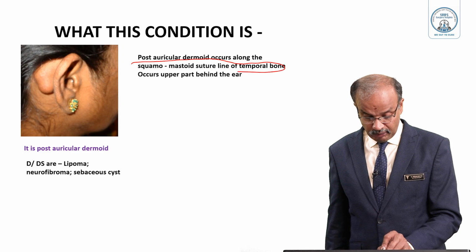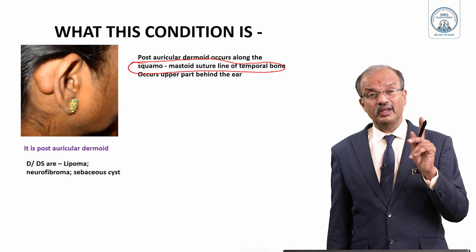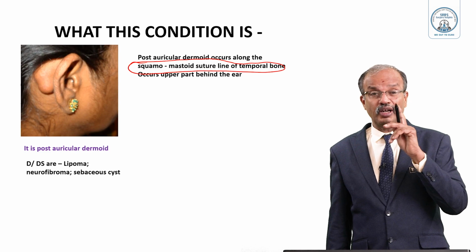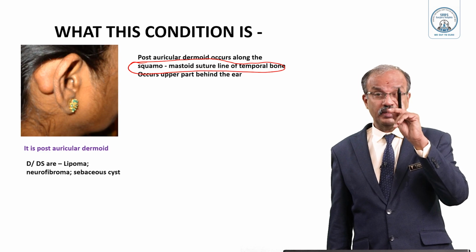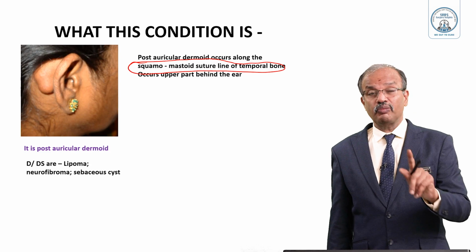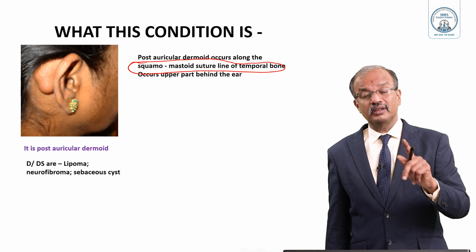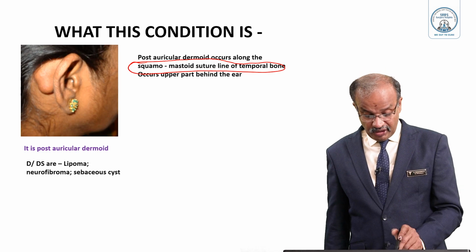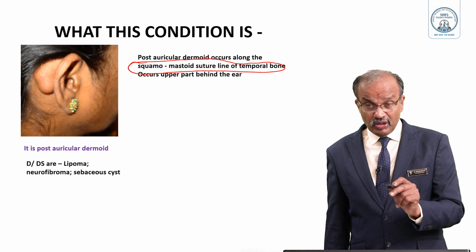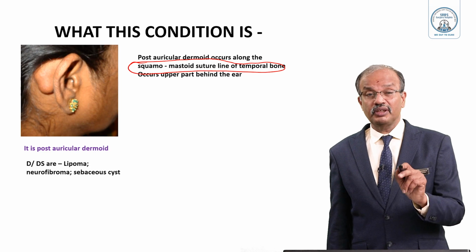Post-auricular dermoid occurs along the squamomastoid suture line. This is an MCQ question, remember. All dermoids, pre-auricular, post-auricular, external angular dermoid, internal angular dermoid, dermoid in the forehead, occur along a particular suture line. It is a sequestration dermoid, remember. Other dermoids are implantation dermoid, tubulodermoid, and teratomatous dermoid, but sequestration dermoid is common. Which suture line each one develops along is an MCQ question which you have to remember.